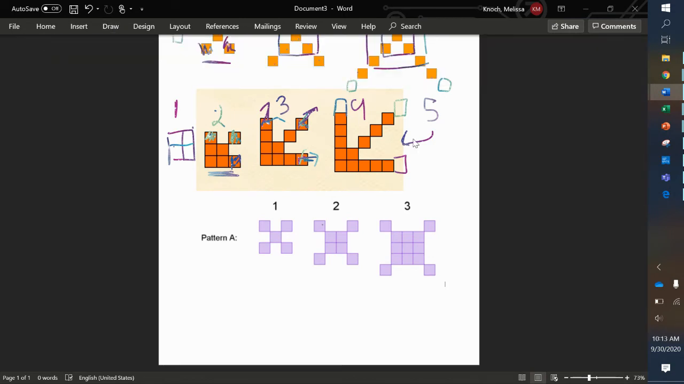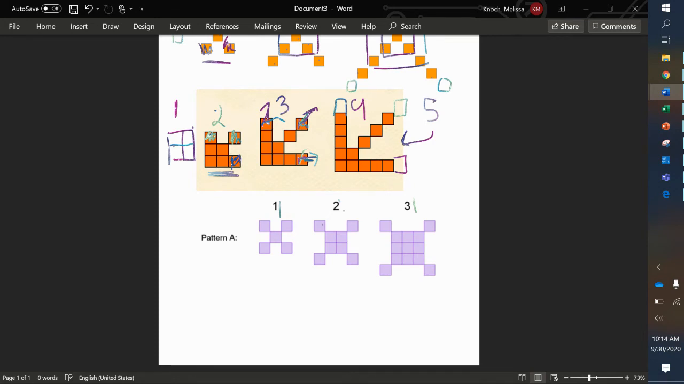So this one's labeled for me. This is pattern A, it says, and I have figure 1, figure 2, and figure 3. So we already have figure 1, so we don't have to do that. But let's see if we can try to figure out what figure 4 would look like. Okay, I think I have enough room to draw that.